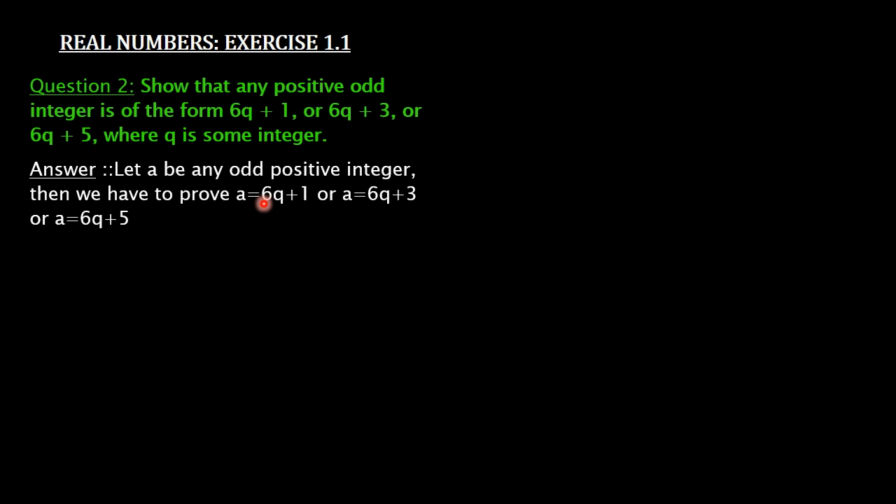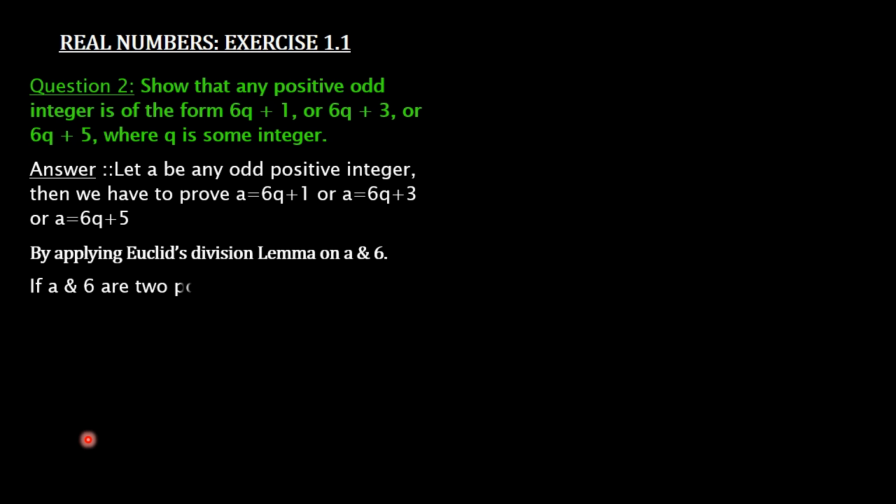Okay, so it is in the form of the division lemma, that is 6q plus r. We have to apply the lemma to a and 6. So by applying Euclid's lemma to a and 6, we can write a equal to 6q plus r, where 0 less than or equal to r less than 6. So what are the possibilities of remainder? r equal to 0, 1, 2, 3, 4, 5.